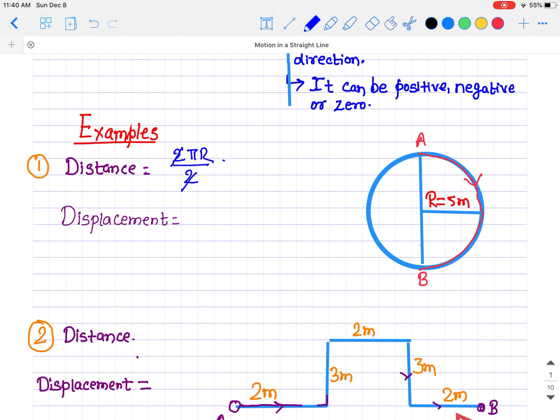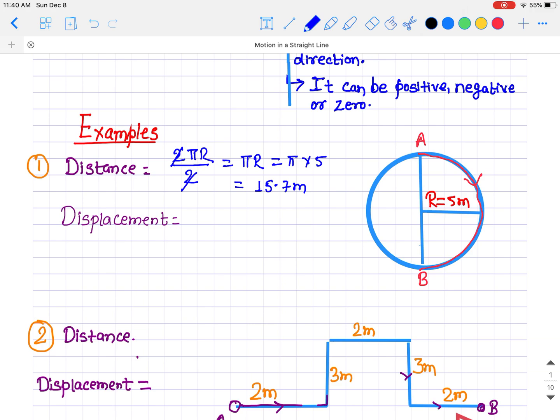So the 2 and 2 cancel out, then you have pi times r. The radius in this case is 5 meter. If you multiply them together, what you get is 15.7 meter. So this is the distance.